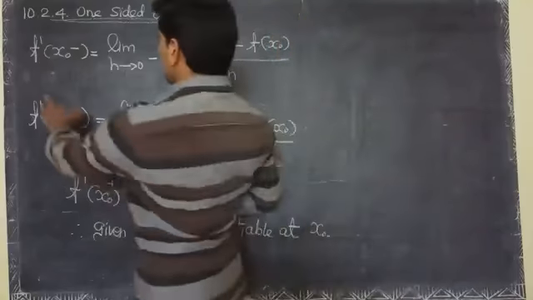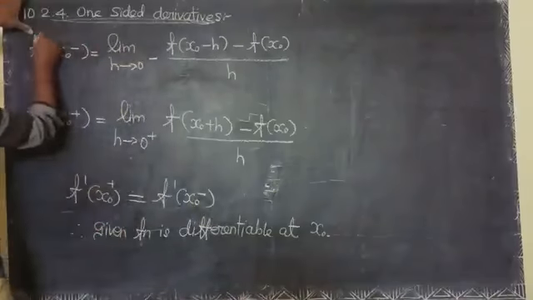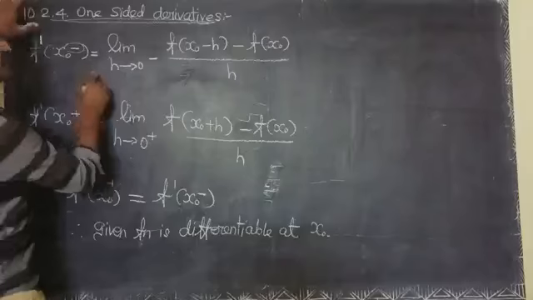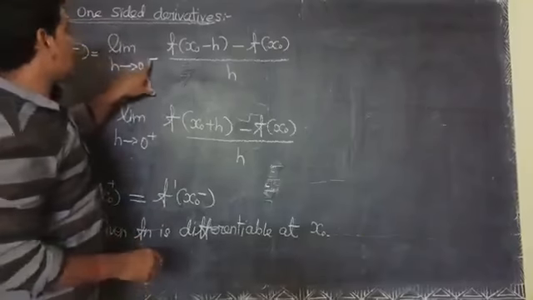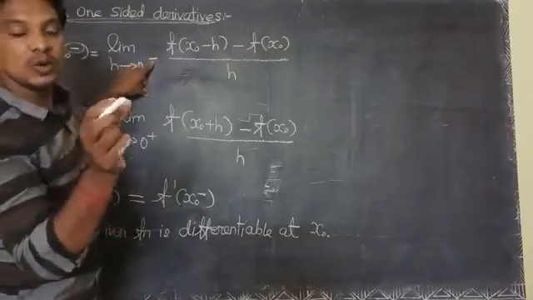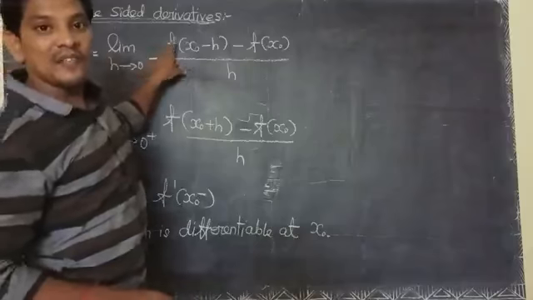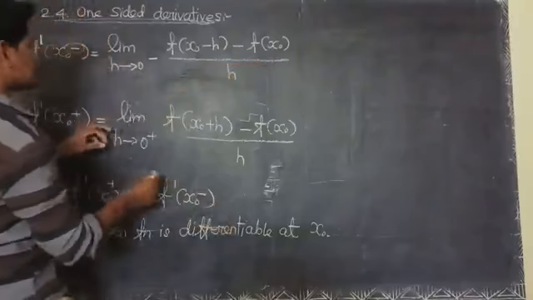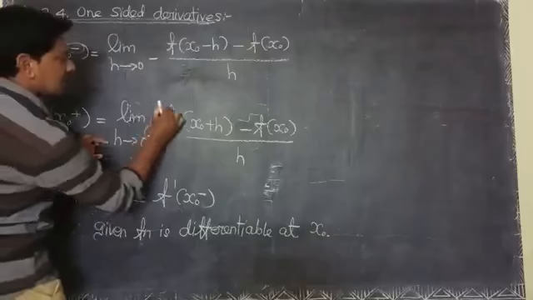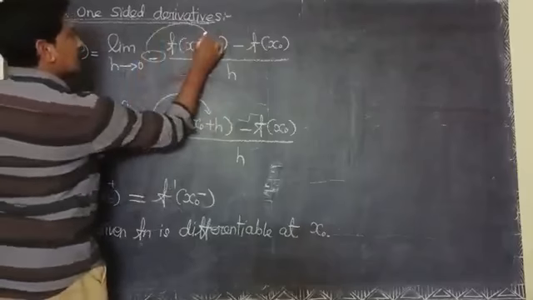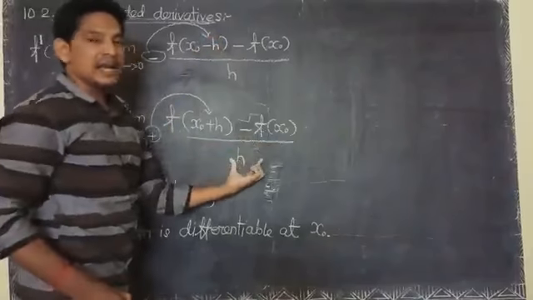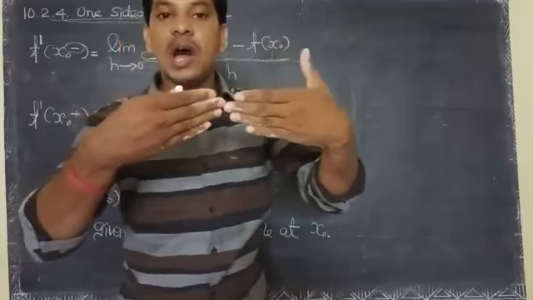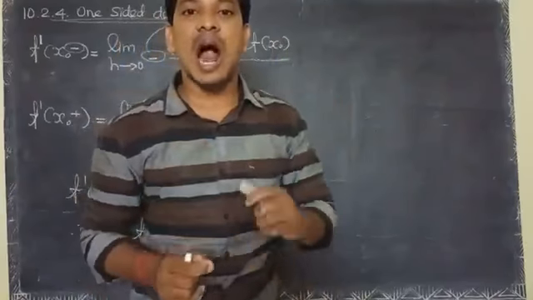Here f dash means derivative. f dash of x naught minus, the minus indicates the left approach, is the limit as h approaches 0 of f of x naught minus h minus f of x naught divided by h. For h approaches 0 plus, the plus indicates the right approach, the limit of f of x naught plus h minus f of x naught divided by h. This is the left derivative, and this is the right derivative. If both derivatives are equal, the given function is differentiable at x naught.